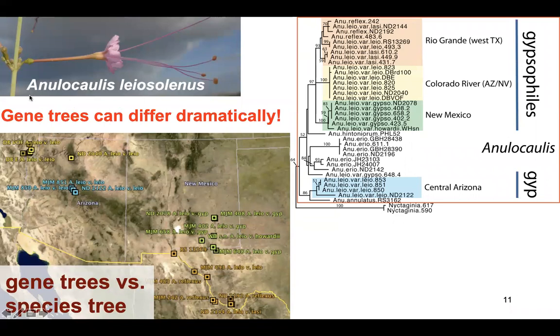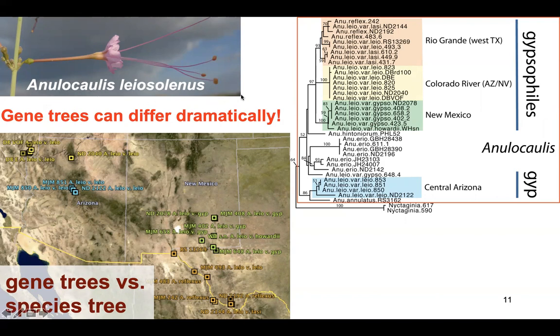And this is some work on the genus Annulocalis, which is illustrated here. This is a Nyctaginaceae genus. And these have huge flowers, beautiful plants. They're hawk moth pollinated. I could go on and on and on. But there is a clade within Annulocalis of 2 species that are only found on gypsum. And most of one species is very narrowly distributed, and the other one is very broadly distributed, and that's Annulocalis leosolenis.